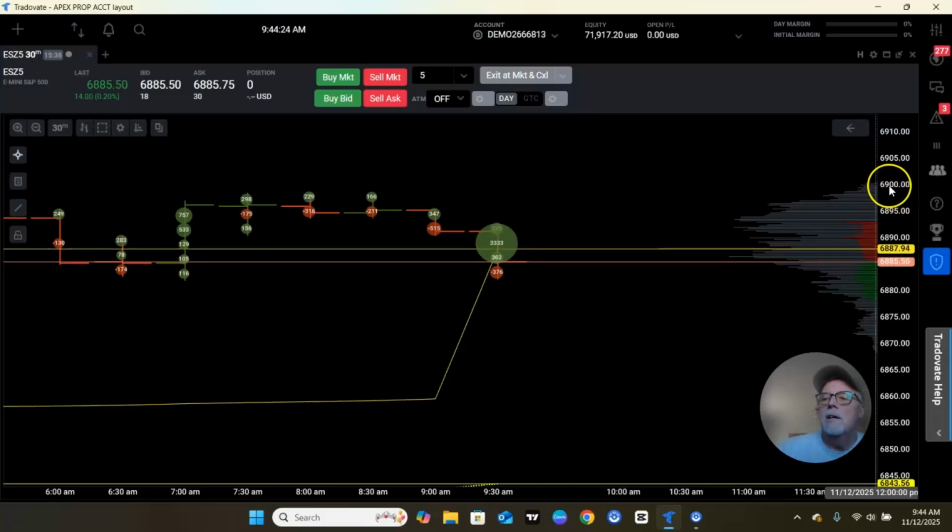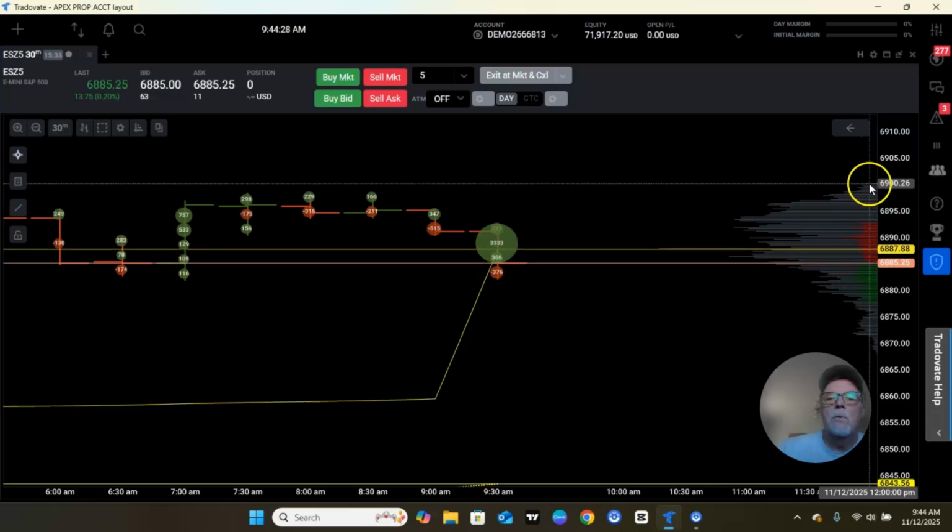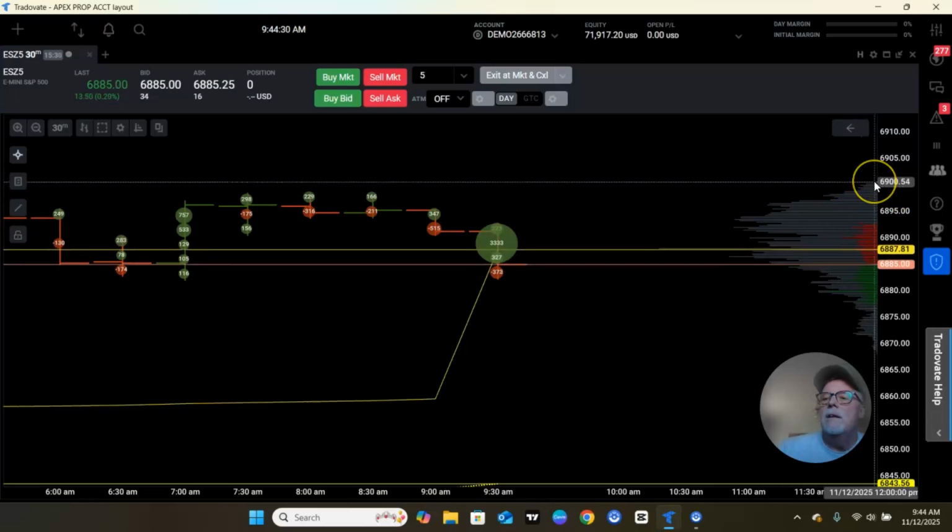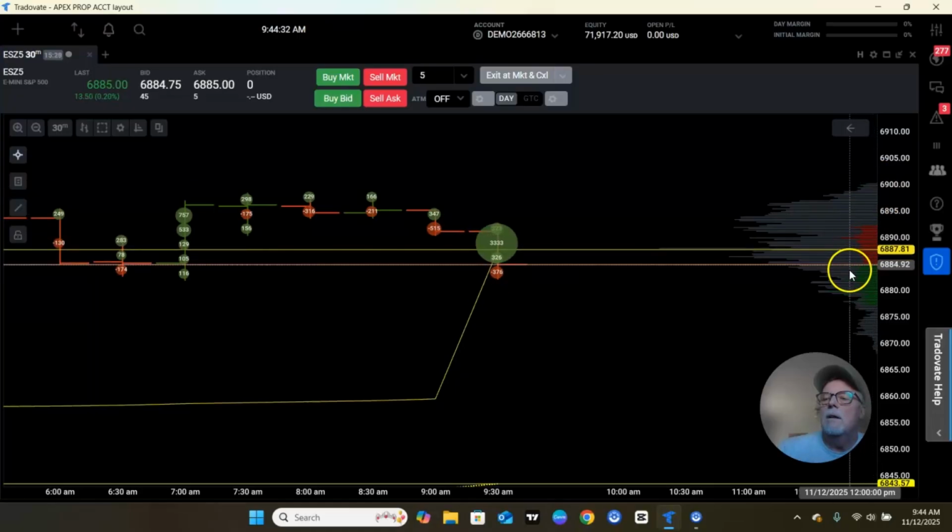Nice little level here, round number 6,900. Look, we went right to it, and then it came down off of it.